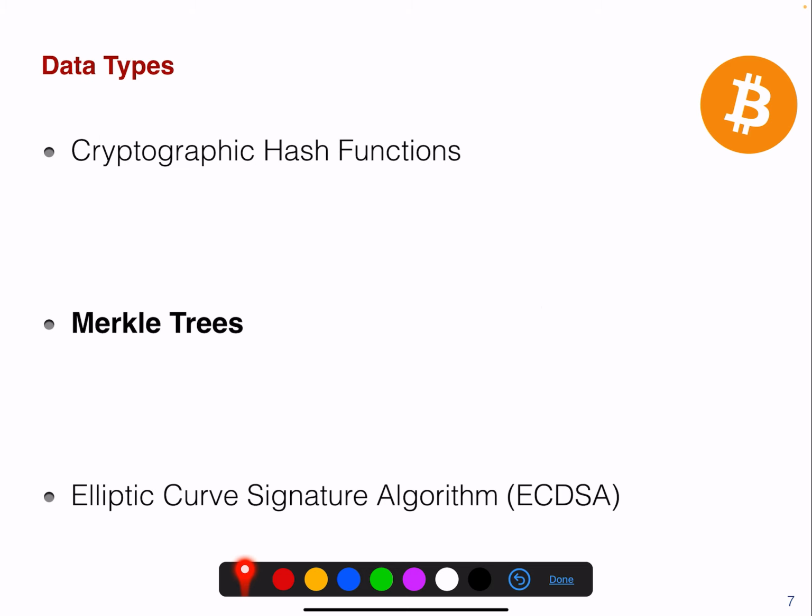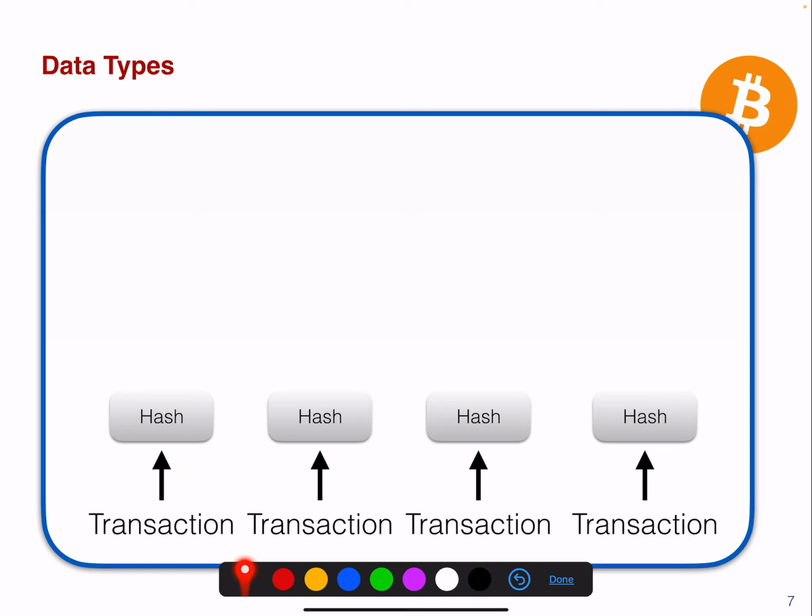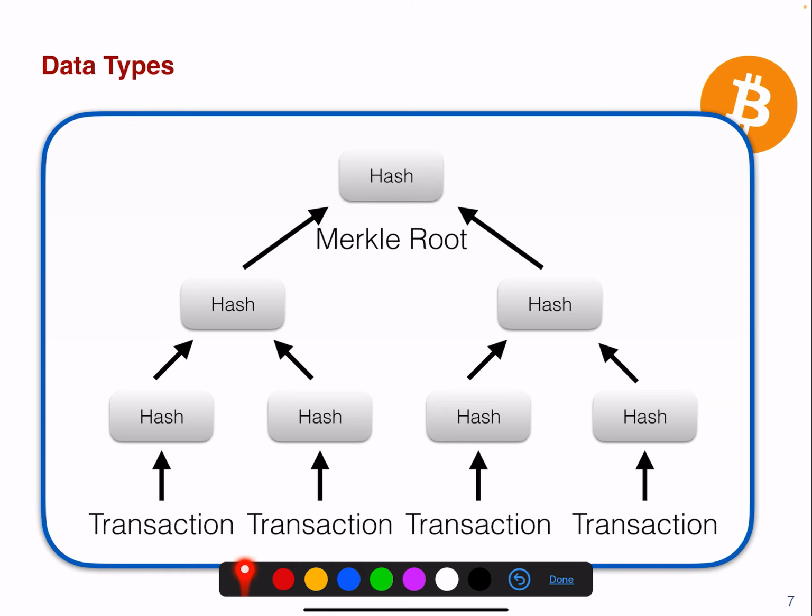The second data type we're looking at is Merkle trees, and these build up on hashes quite heavily. In a sense, it's really simple. If you have a transaction and you want to build a Merkle tree, you take the hash of that transaction, then you take the hash of the concatenation of two hashes, and you continue doing so until you reach the top, and this is referred to as the Merkle root.